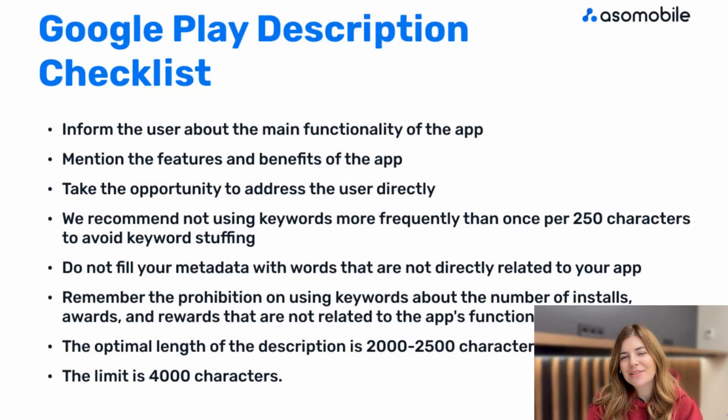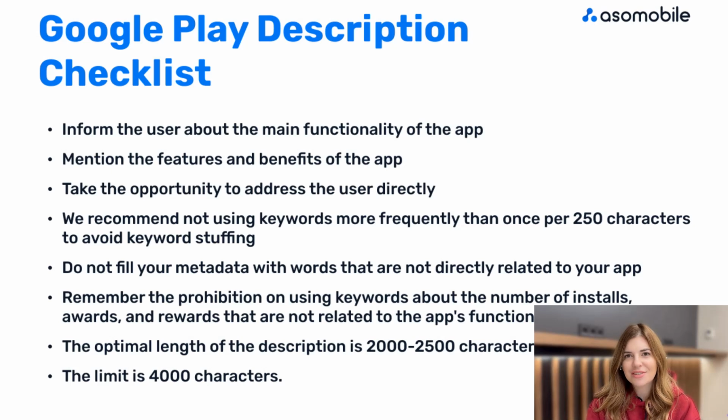My checklist for app descriptions includes the following points. Feel free to take a screenshot so you don't lose them. Tell the user about the main functionality of the app. Mention the features and advantages of the app. I suggest limiting keyword repetition to no more than once every 250 characters to circumvent the risk of keyword stuffing, which could lead the Google Play algorithm to interpret the practice negatively.